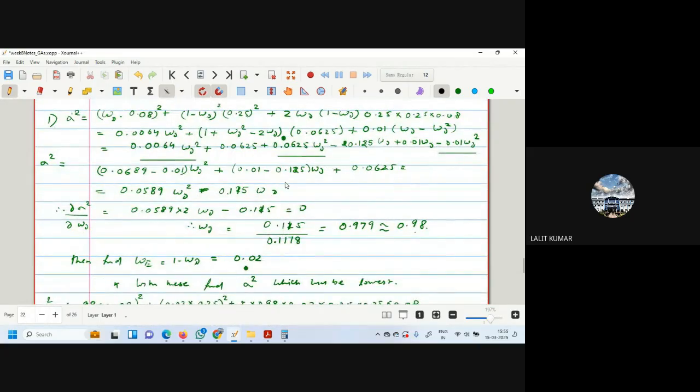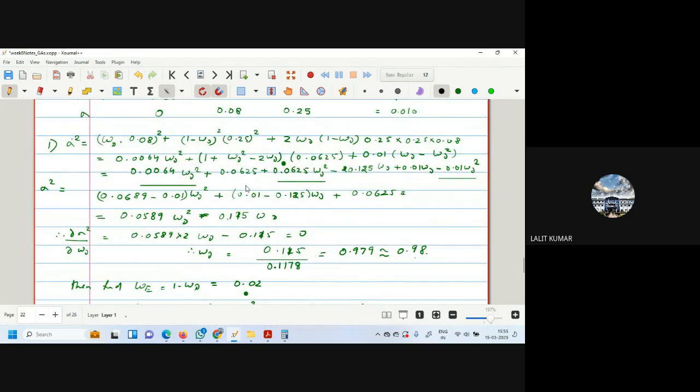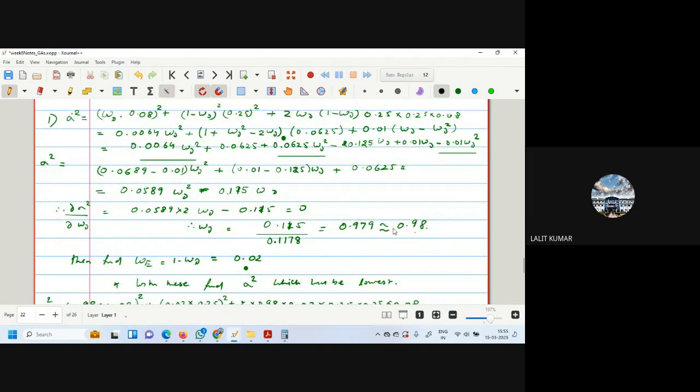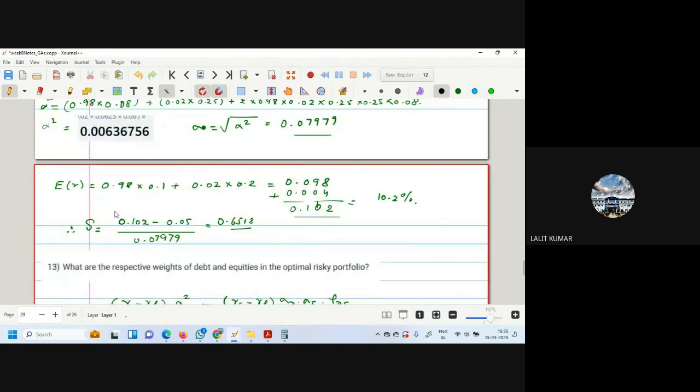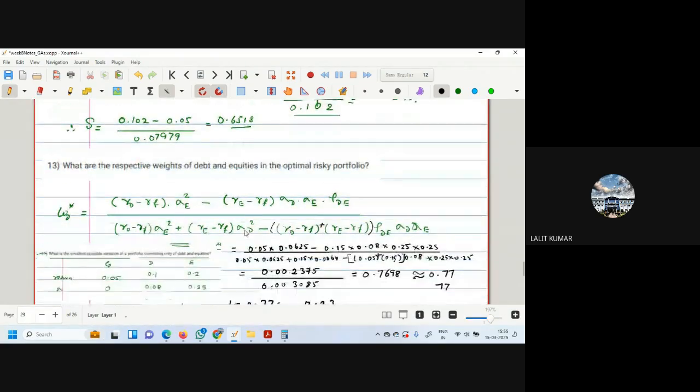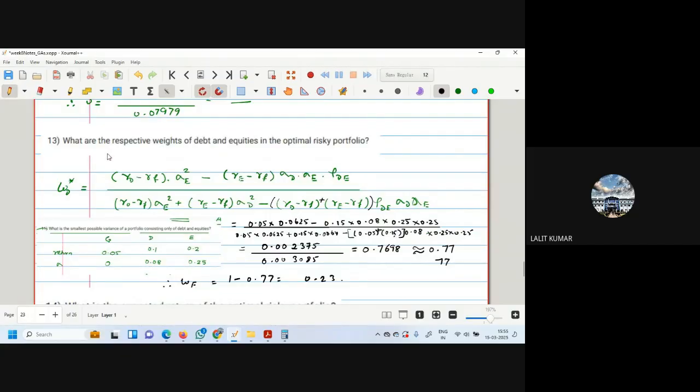I have not used the formula. I have calculated directly, just putting the W values, and I got the answer, a standard deviation. And they have also asked for the Sharpe ratio. So I have calculated ER, I have calculated the variance, I have calculated the Sharpe ratio. Now, what they have asked is: what are the respective weights of debt and equity in the optimal risky portfolio.